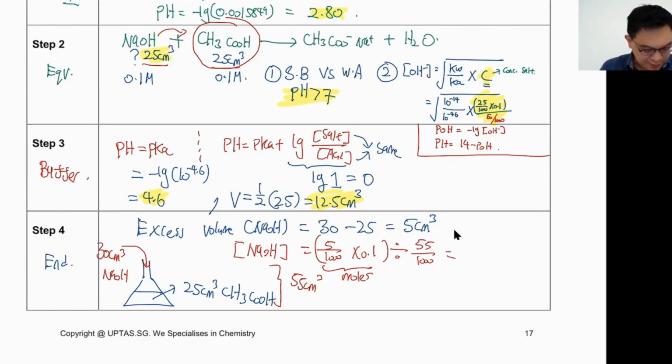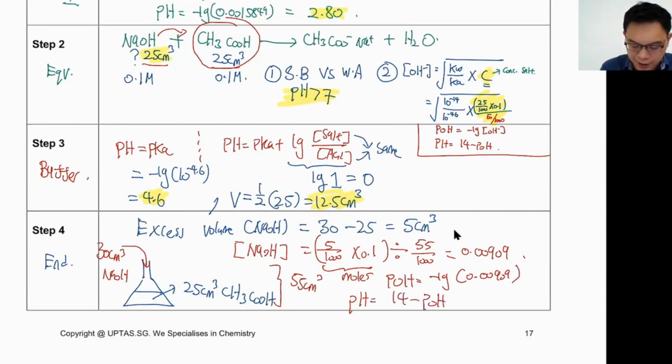Then from here, I can find the concentration. If you know this is a strong base, can you find the pOH? Definitely. pOH is equal to negative log 0.00909. Then you will get a value, followed by pH equals 14 minus pOH. This will be about 12. So which means that I have 12 as the final pH value. At the same time, what is the total volume I use? 30 cubic cm, right? Because I'm only interested in my NaOH.